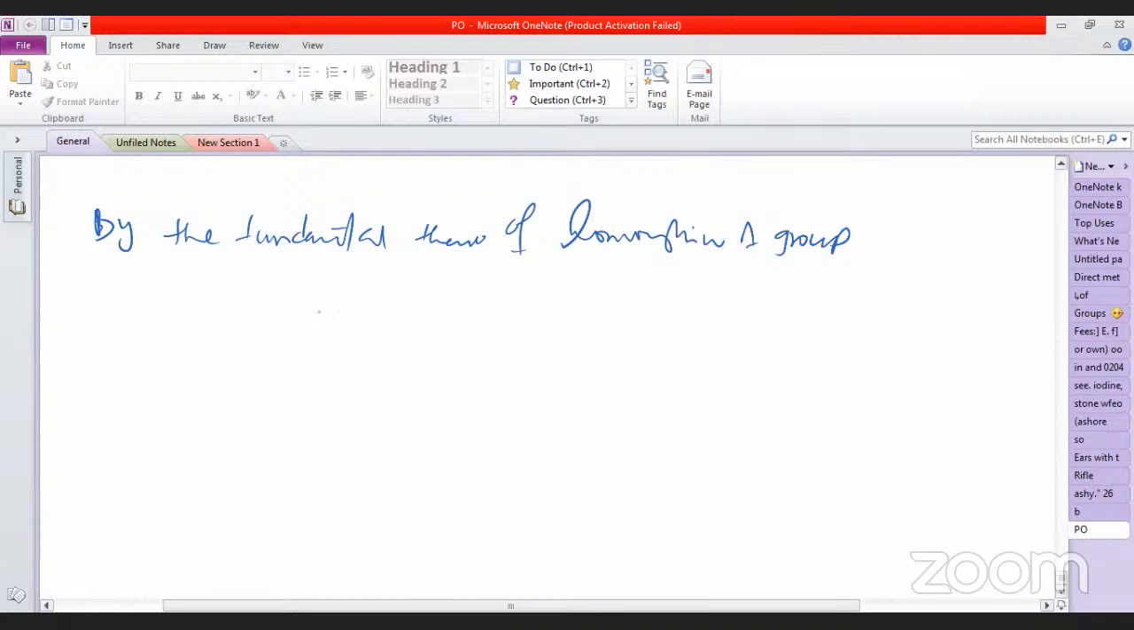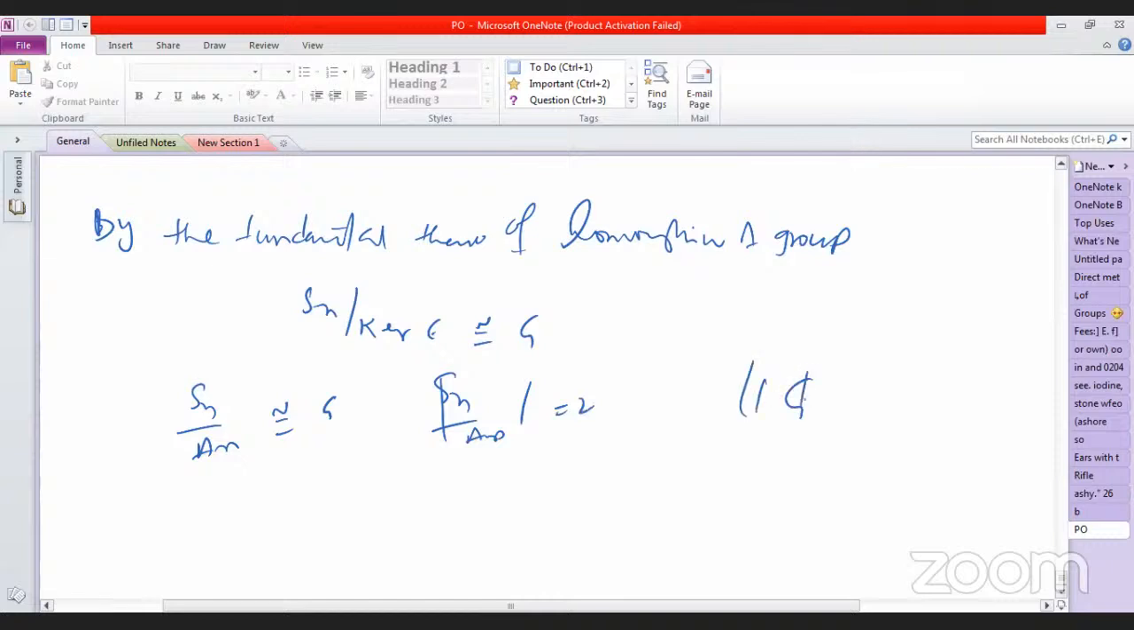The fundamental theorem of groups. Kernel. Therefore Sn by An is equivalent to G, and Sn by An is equivalent to 2. Why? Because modulus of G is equal to 2. So therefore An is a subgroup.